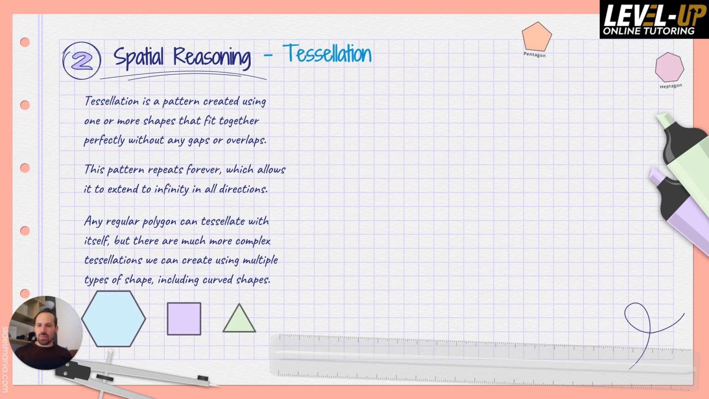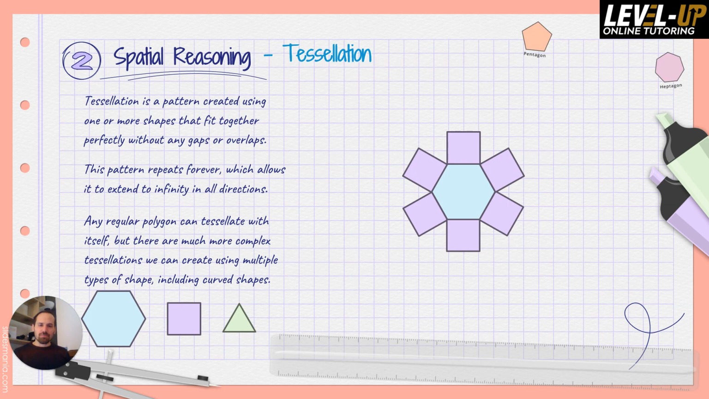So say if I take a more complex one here, like a pentagon, not a pentagon, a hexagon, and a square and a triangle, and they've all got the same side length, so they're all just regular shapes, which they kind of need to be really for this to work normally. You could then put a bunch of squares around this hexagon like this.